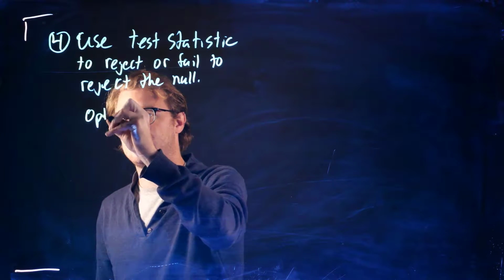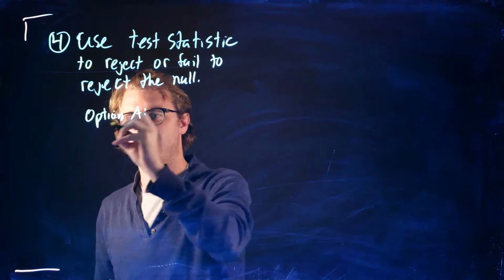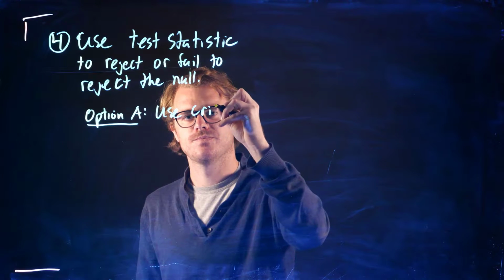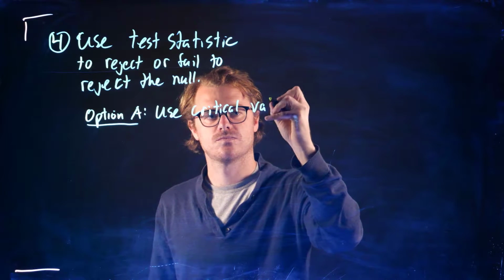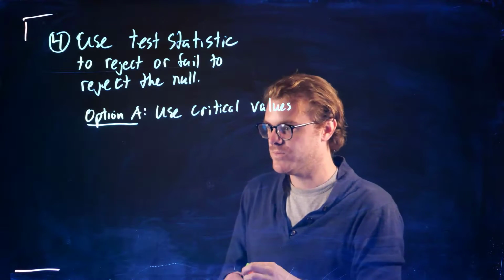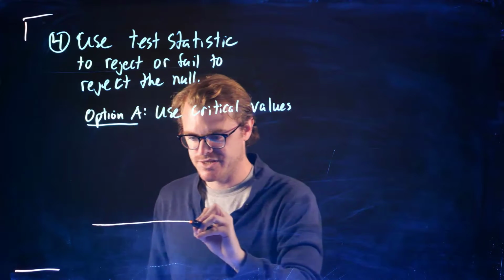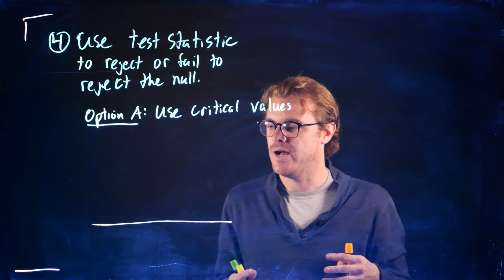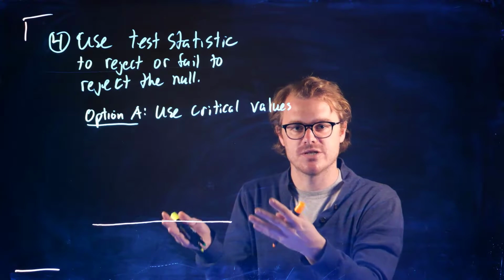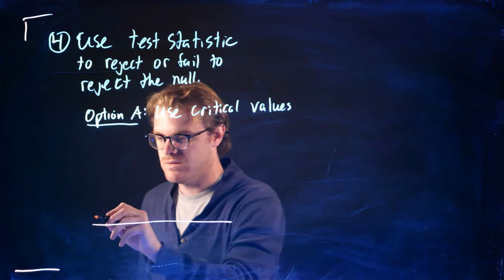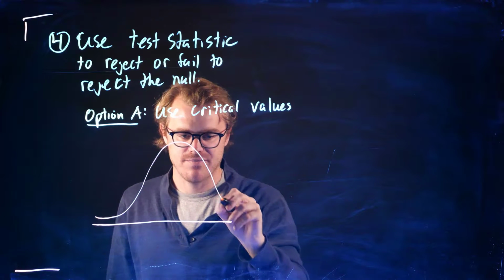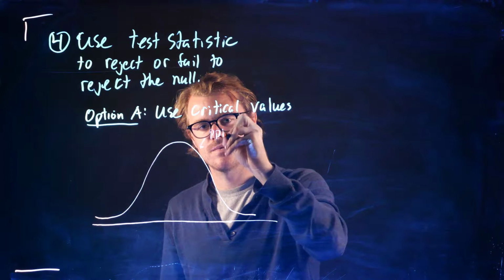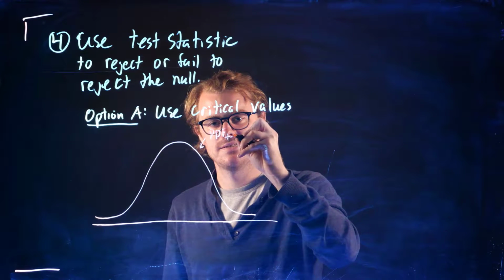So let's talk about this first option, let's call it option A, use critical values. Our test statistic is going to have its own distribution, and the assumptions that we end up making are going to tell us what the shape of this distribution is. So here's the PDF of our test statistic.